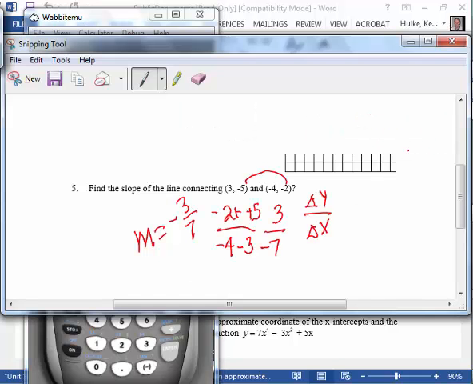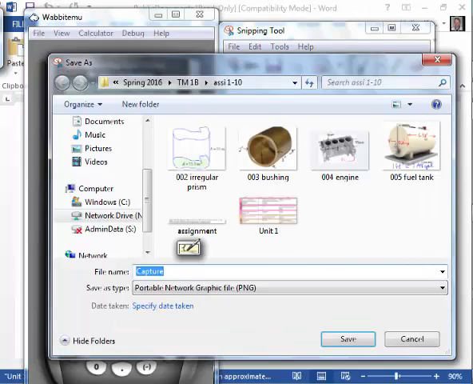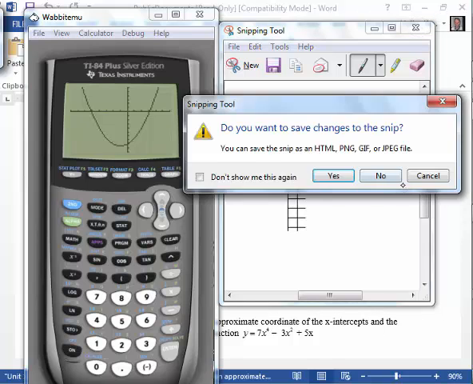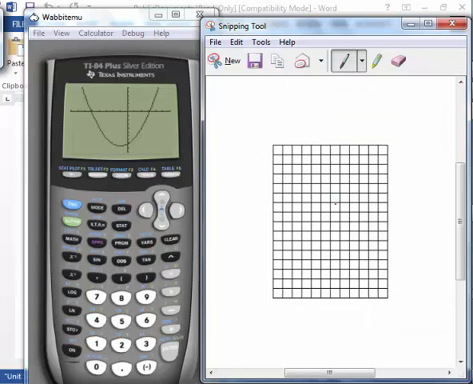Okay, so time to draw my picture. Oops. Try it again. Time to draw my picture. 0.5 that way, and then let's go the other direction. 0.5.